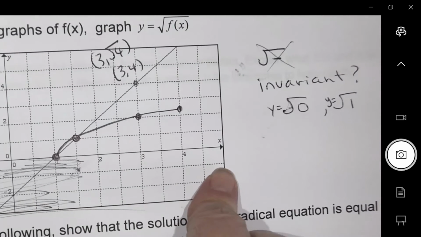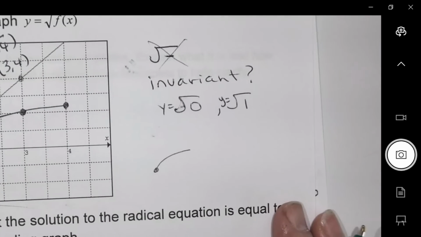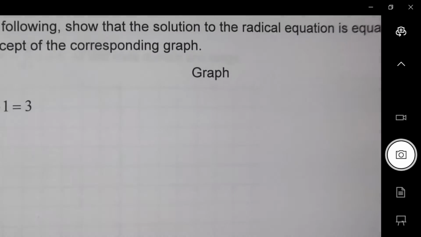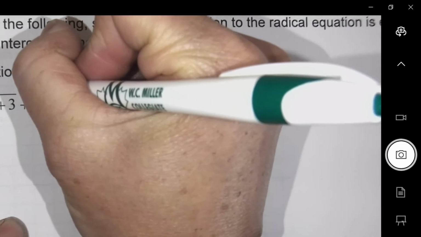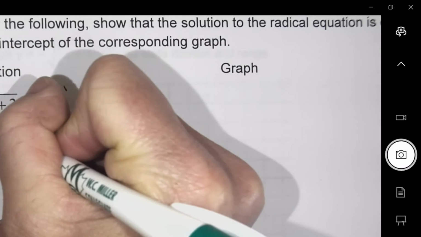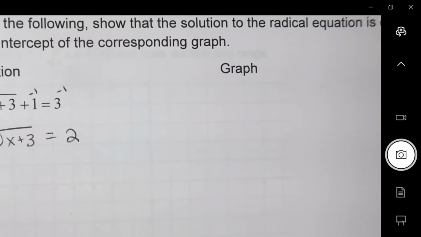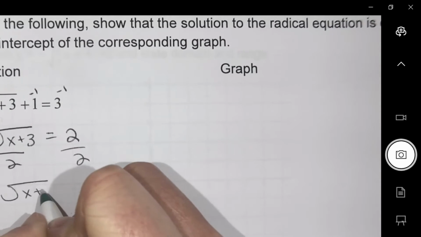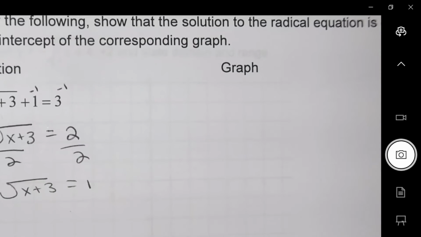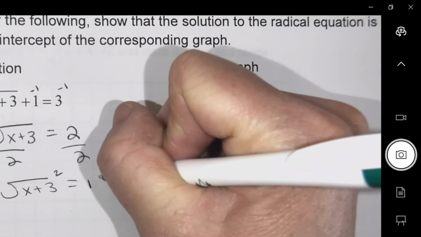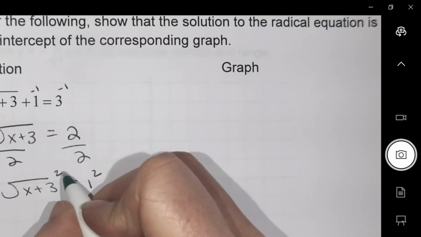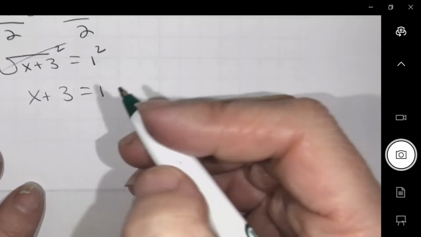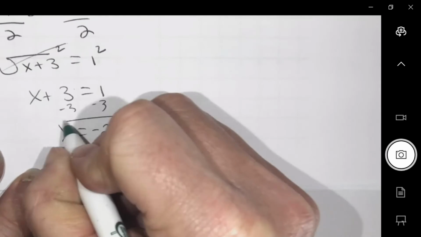Okay, and we also know what radical shapes look like, right? They seem to have this general shape to them. So that's also a thing. All right, number 7. Solve this equation by algebra. I'm going to subtract 1. I'm going to divide by 2. I'm going to square, so the square root would just cancel. And then subtract 3, so the x-intercept should be at -2.